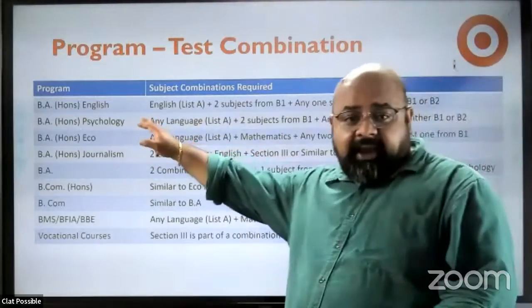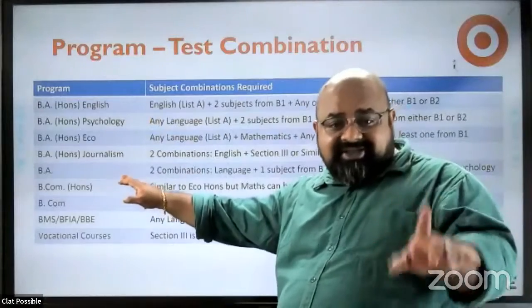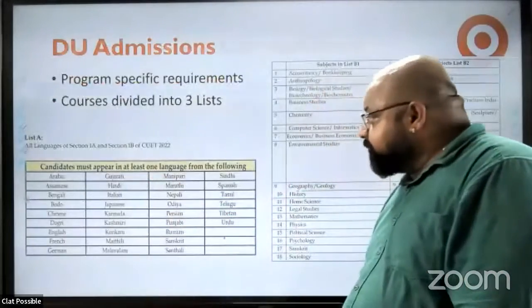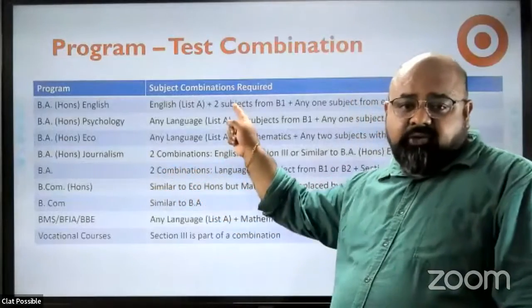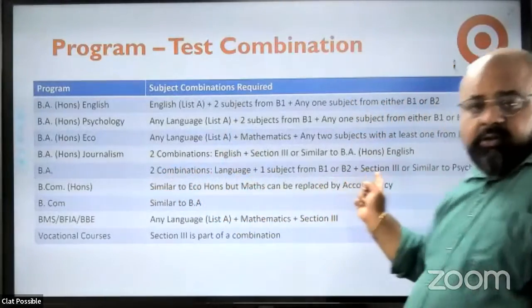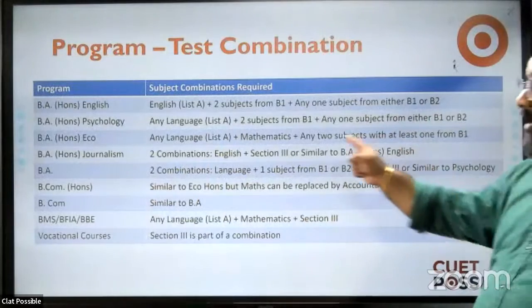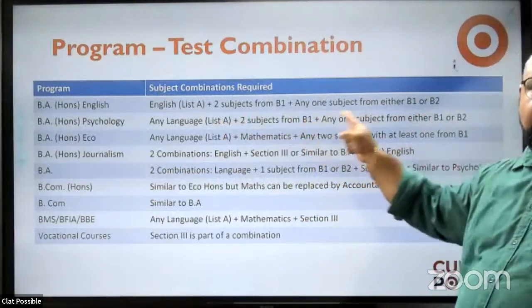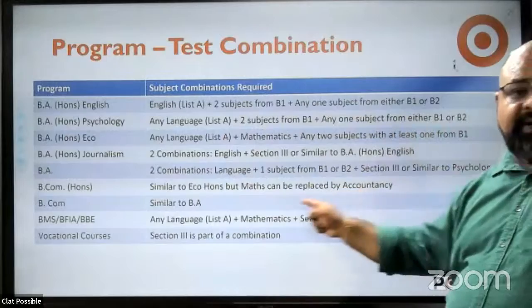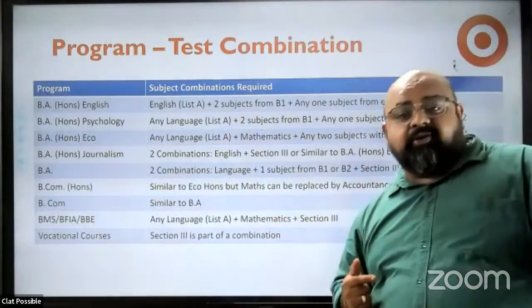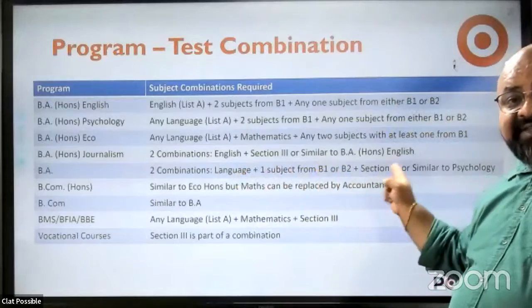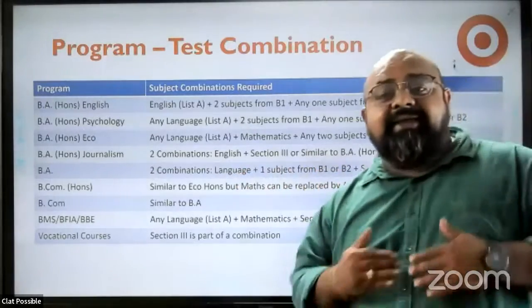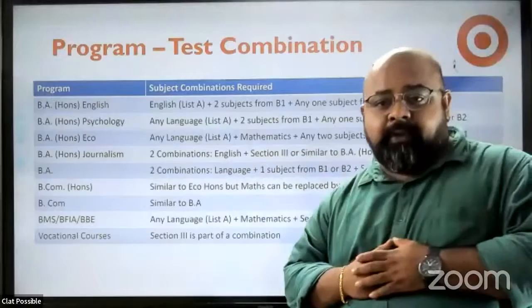If you're looking at a BA program, not honors, just BA, then there are 2 possibilities. One is the combination that you used for psychology. If I have any one language, 2 subjects from B1, any one from B1 or B2, I can apply for the BA program as well. There is another combination. If I have a language, 1 subject from B1 or B2, and section 3, the aptitude section, I can still apply for the BA program.